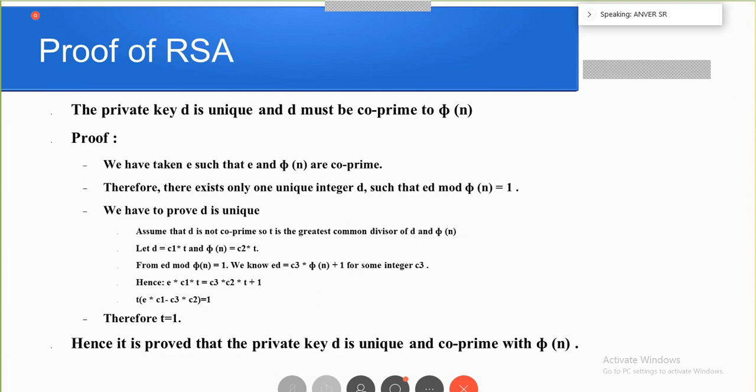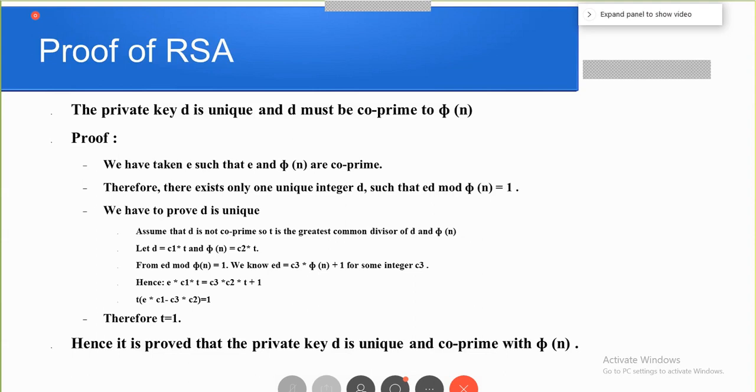But first we are assuming that D is not co-prime. What does that mean? If it is co-prime, its GCD is 1, that is, GCD of D comma phi of n will be 1. But if it is not co-prime, there will be an integer T other than 1 that is the GCD of D and phi of n. That is, there is a common factor T in D and phi of n. So D is equal to C1 into T, and phi of n is equal to C2 into T.